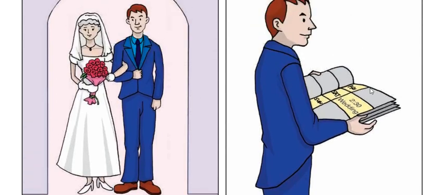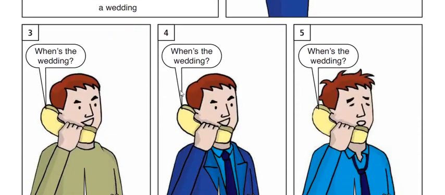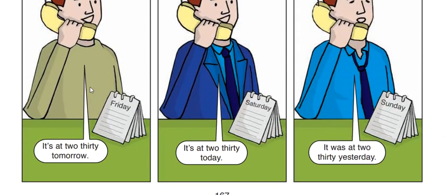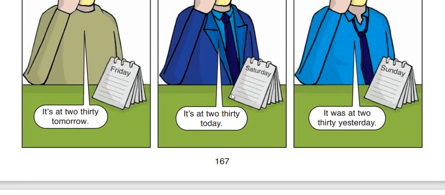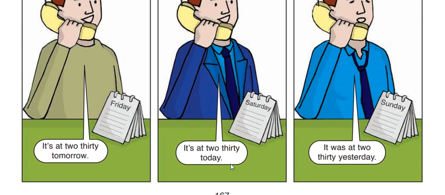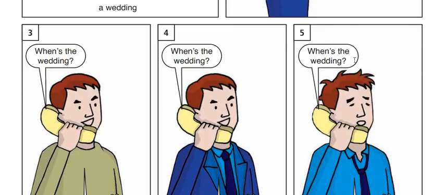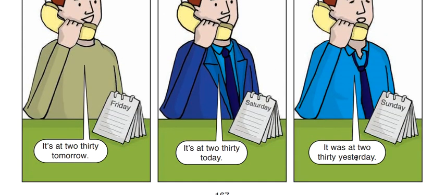A wedding. 2:30 wedding. Saturday 2:30 wedding. When's the wedding? It still shows in picture 1. It's at 2:30 tomorrow. Picture 2 or picture 4. When is the wedding? It's at 2:30 today. Picture 5. When's the wedding? It was at 2:30 yesterday.